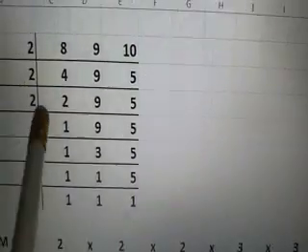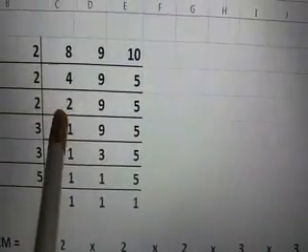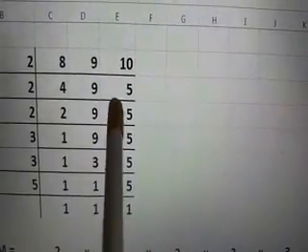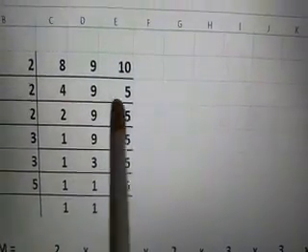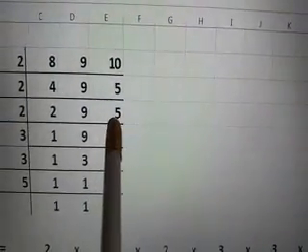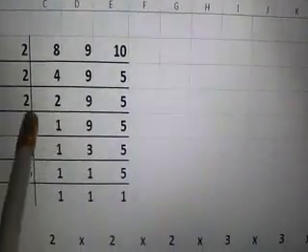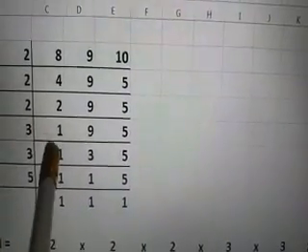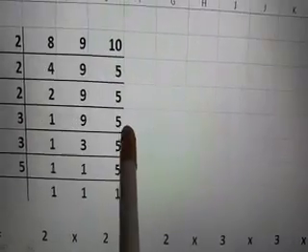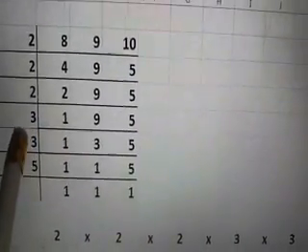Again 4 is an even number, can be divided by 2. So we'll divide by 2. 4 divided by 2 is 2. Bring down 9 as it is. And 5 as it is. Again 2 is an even number, and these are odd numbers, cannot be divided by 2, so we'll bring down as it is. Again 2 is an even number, can be divided by 2. So 2 divided by 2 is 1. 9 and 5 will be brought down as it is because these both are odd numbers.